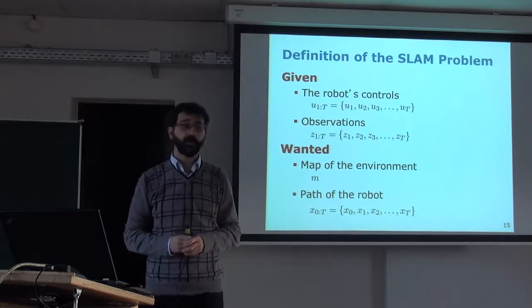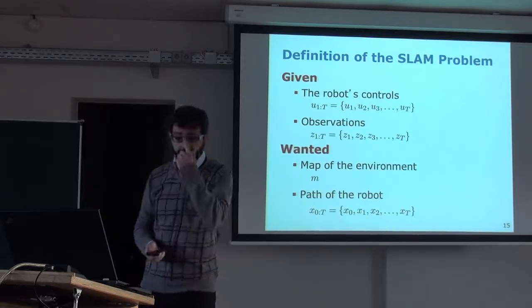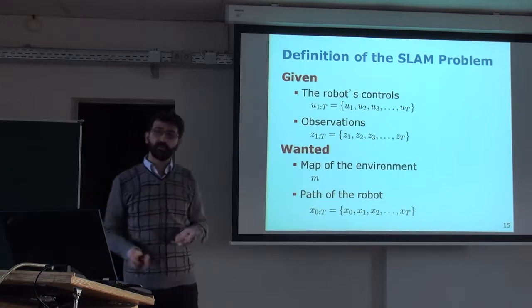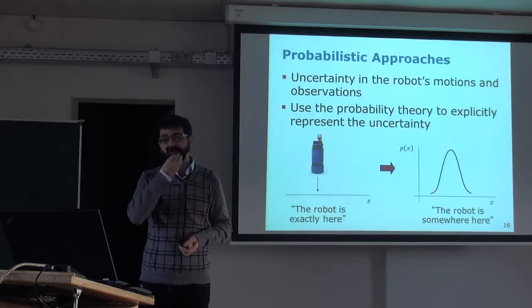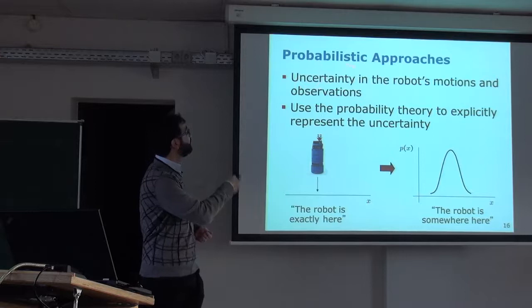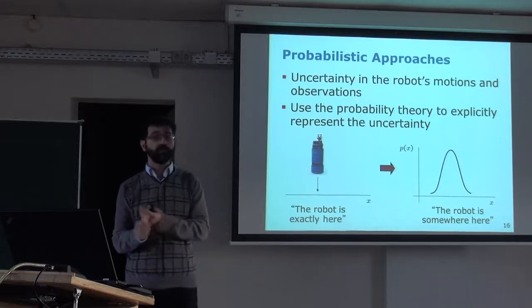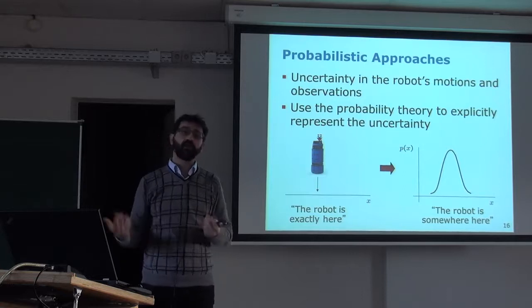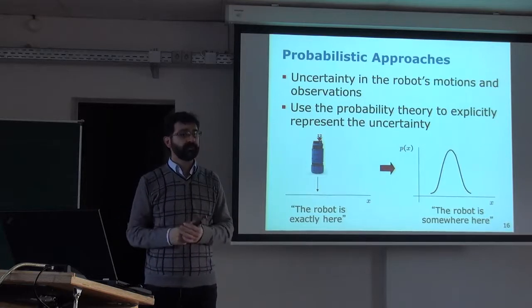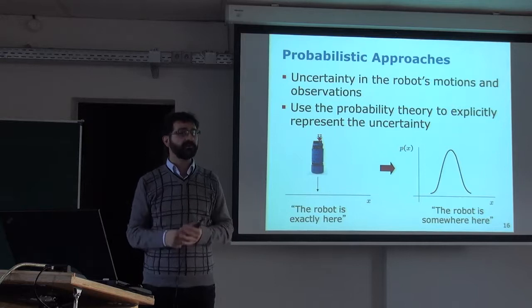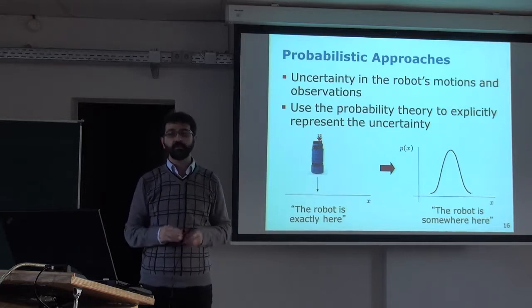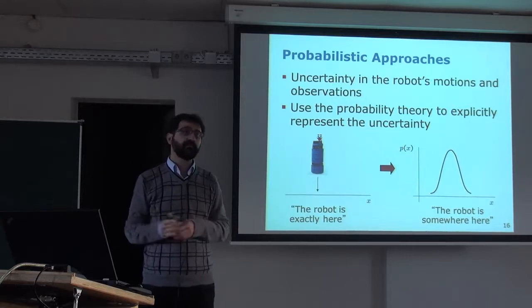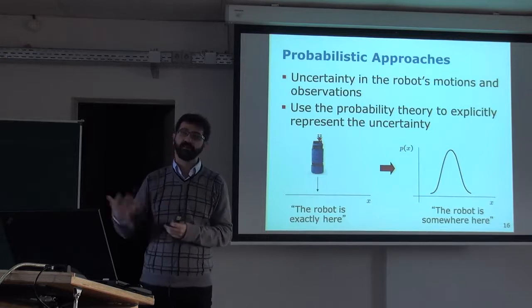Okay? Now, we are going to use a probabilistic approach for doing this, and this basically means that we are going to model uncertainties in both robot motions and observations, and then we will use probability theory, and specifically Bayes rule, Bayes theorem and the Bayes filter, to represent, model and filter this uncertainty over time.